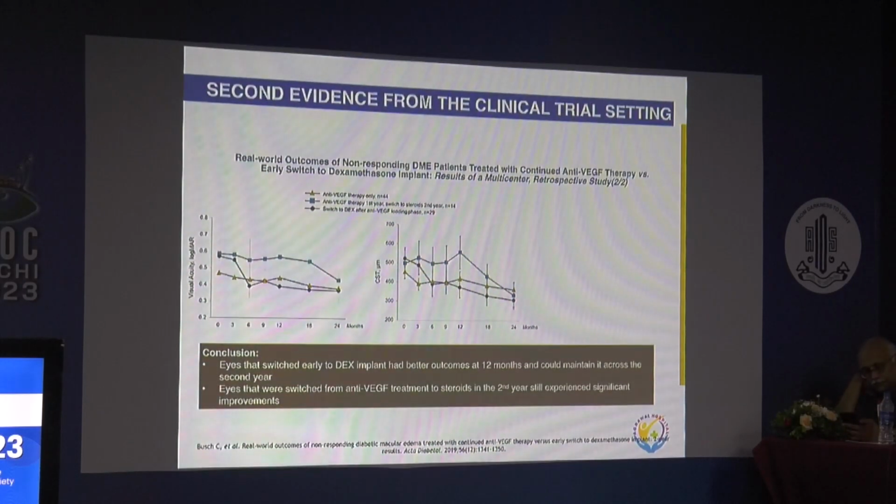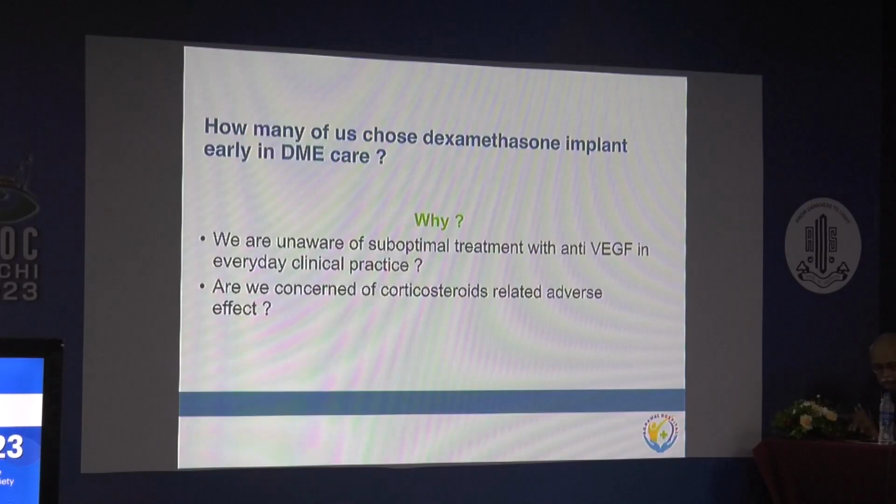The second evidence is that when you switched from anti-VEGF to dex implant early, before 12 months, the vision improvement was much more. Even if you switch in the second year, the vision improvement is more than with anti-VEGF, but it is not more when you switch in the first year. So early switching is always beneficial in refractory edemas.